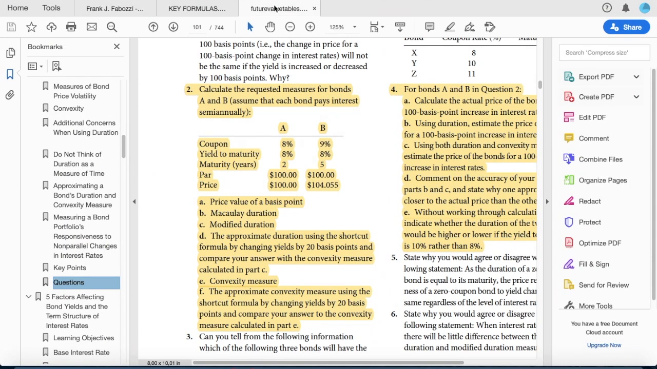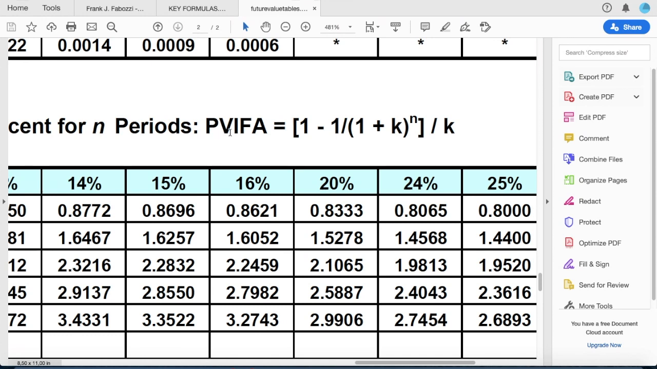Remember, the present value interest factor annuity, because we are paying the same amount of money. This is an annuity of $1. It is using a discount rate equal to K. All right. So it is 1 minus 1 divided by (1 plus K) to the power n, divided by K. So this is the formula.